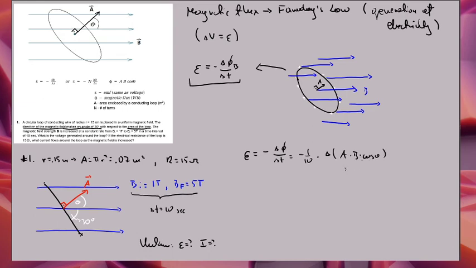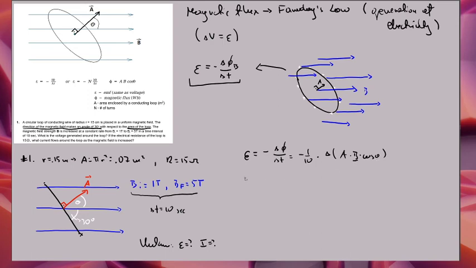And you have to now look at which thing is changing here. Is it the area that is changing? Is it B, magnetic field, that is changing? Or is it the angle between A and B that are changing? Well, area of the loop is not changing. The angle between A and B is not changing. The only thing that changes here is B.